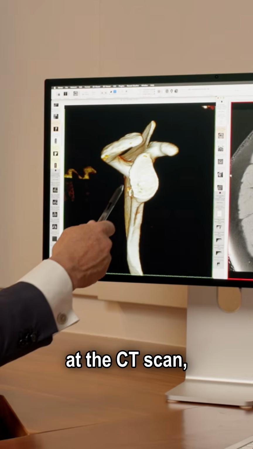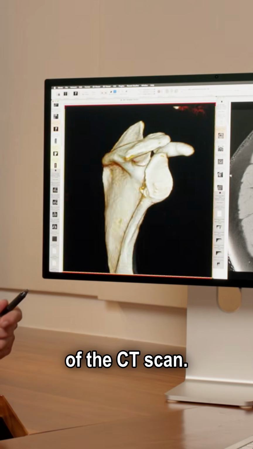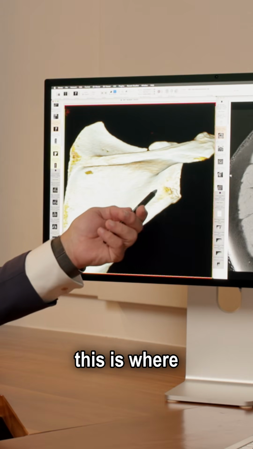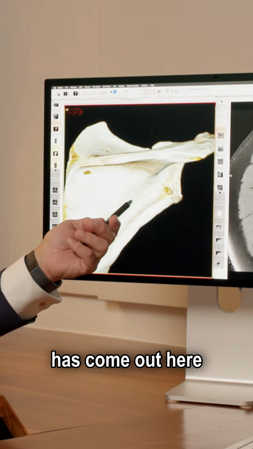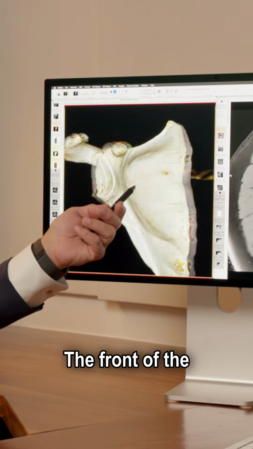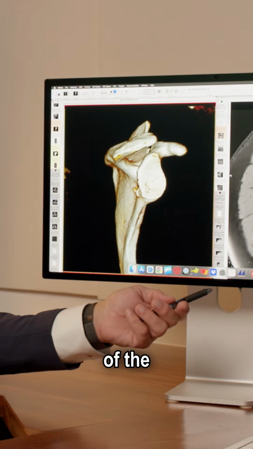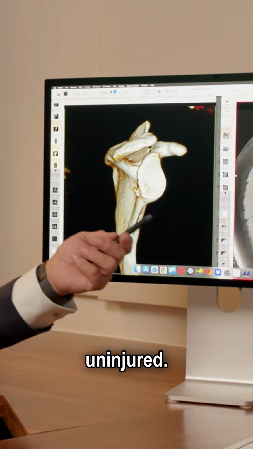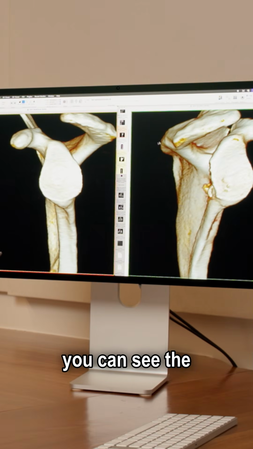If you look here at the CT scan, this is a CT scan. It's a 3D recon of the CT scan. If we can spin it around, you see this is where the fracture is at the back of the shoulder here. This is where the humeral head has come out here and then gone back in. The front of the shoulder is actually all right. I'm going to show you the CT scan of the other side, the side that's uninjured. So this is the left shoulder, this is the right shoulder. And so I think you can see the difference there.